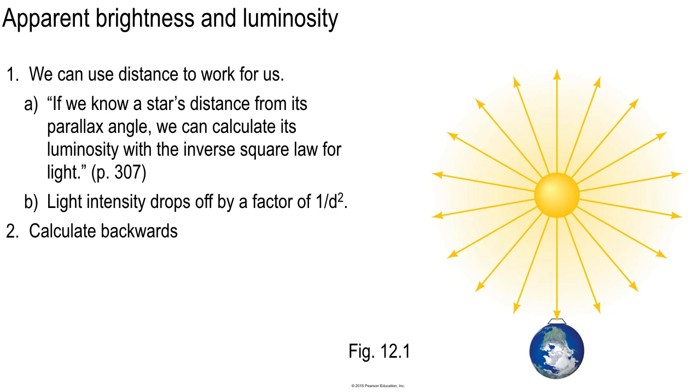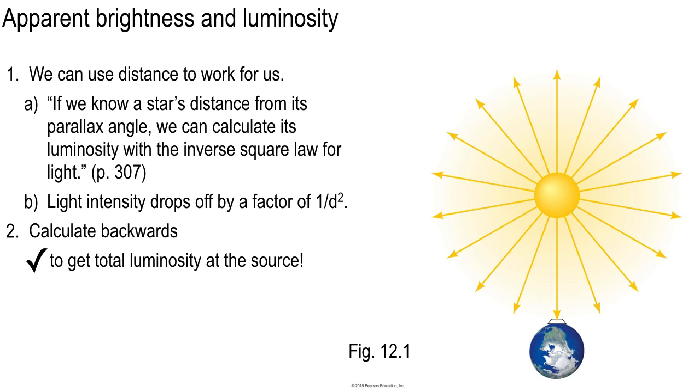So let's figure out the basic strategy here, and that's basically to calculate backwards. If you can measure the apparent brightness, and if you know the distance, then you can figure out the intrinsic luminosity, or the total luminosity at the source. Go ahead and write down that vocabulary term, intrinsic luminosity or intrinsic brightness. There are a lot of different ways to express brightness and luminosity, but the word intrinsic is important for any of those. It is what we actually want to know.